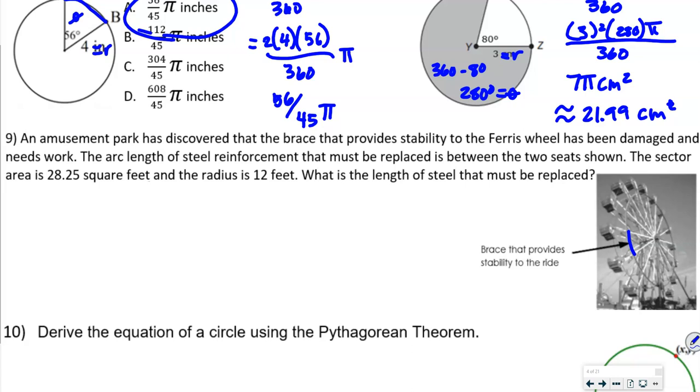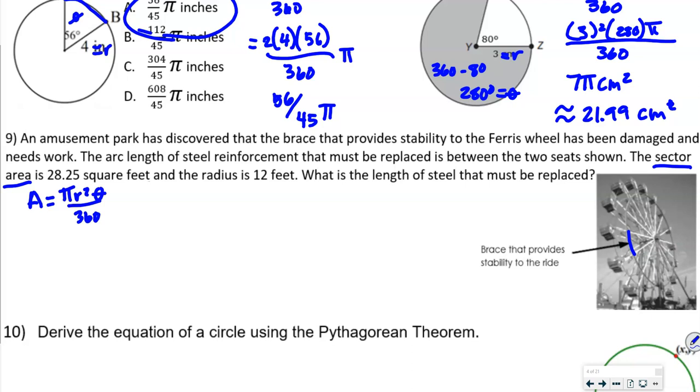The sector area is 28.25 square feet. The radius is 12 feet. What's the length of the steel that must be replaced? Okay, so it's telling us sector area here, so that's key. So that's the formula, pi r squared theta over 360.